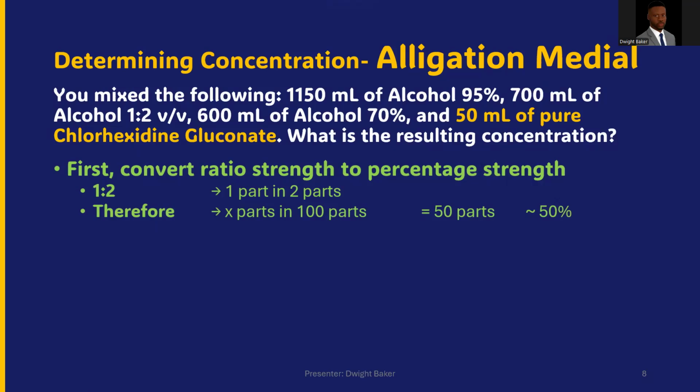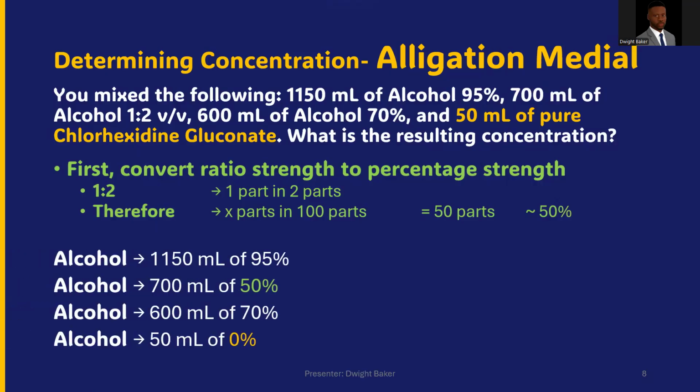And so here, to convert the ratio strength to percentage strength, I already established that one part is in two parts because that is what it tells me here. And if I want to convert that to percentage strength, then I know I need to equate that to 100 parts. So once you calculate that, you're going to get a concentration of 50%, which is in terms of percentage strength.